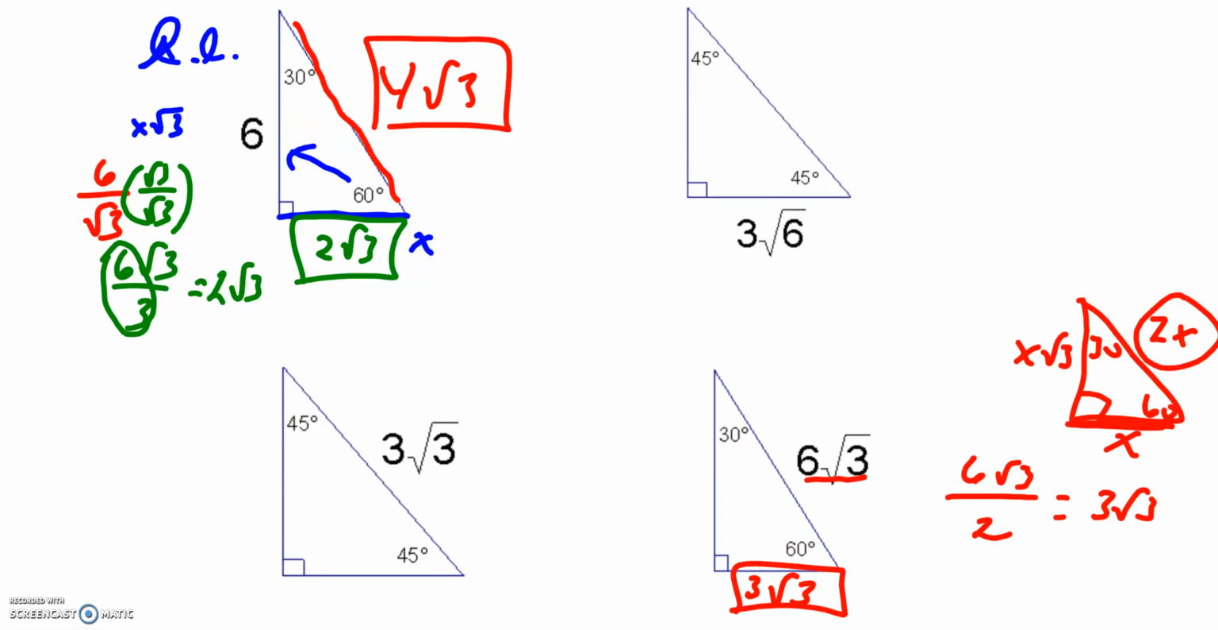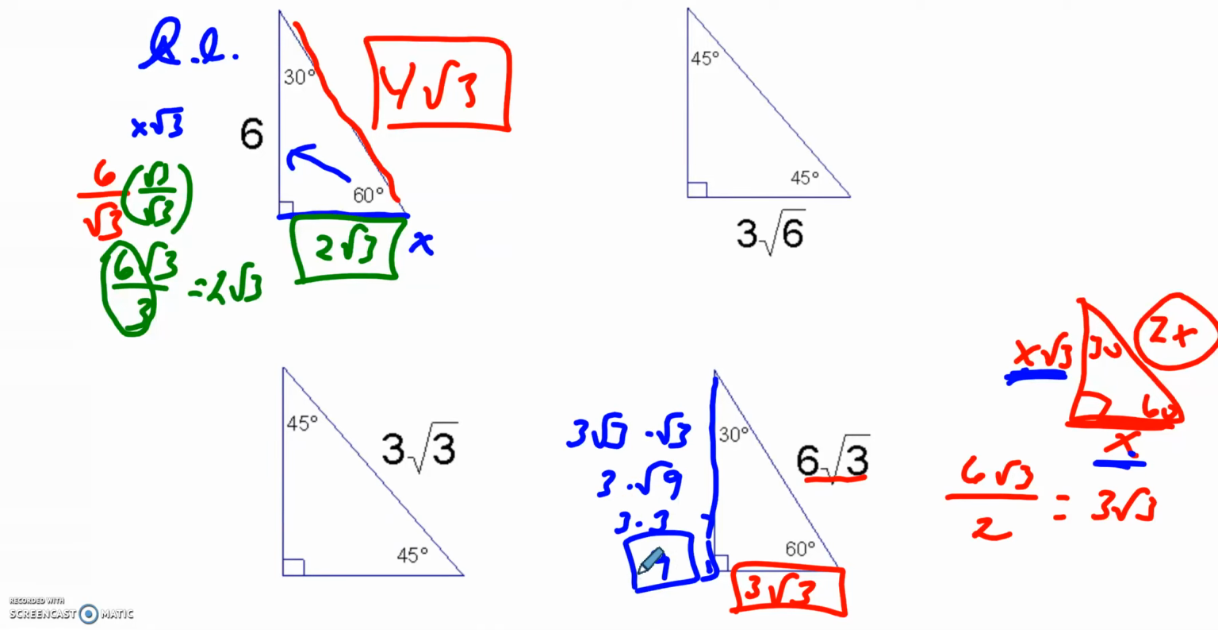And then, to get the longer leg, I know that the longer leg is root 3 bigger than the smallest. So what we have to do is take my shortest leg, which is 3 root 3, and multiply that by root 3. So I get 3 times root 9, which is 3 times 3, or just the number 9.